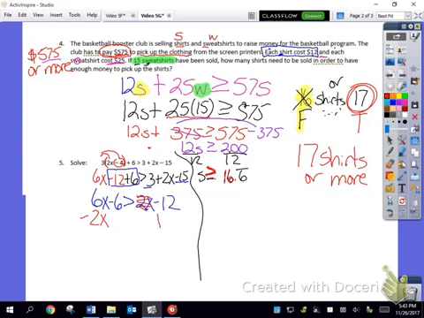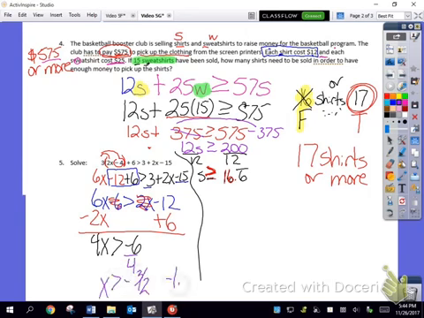and the -6 becomes a +6. So you have 4x is greater than -6. And the opposite of multiplying by 4 is to divide by 4. So x is greater than -3/2, which is -1.5. And if it's not a situation, you can leave it as a decimal. Sometimes you can leave it as a fraction.